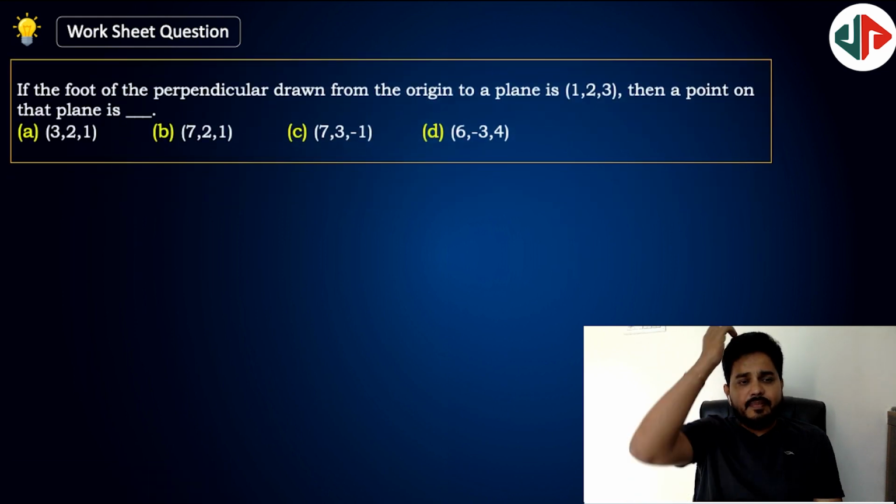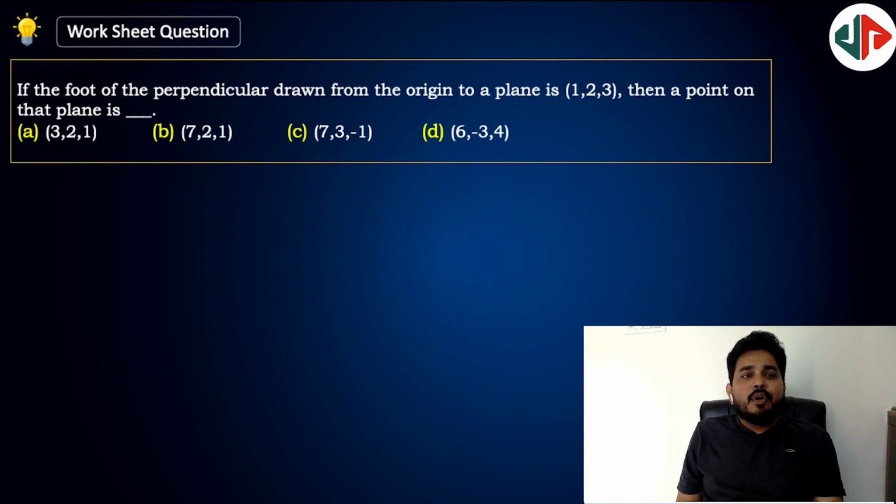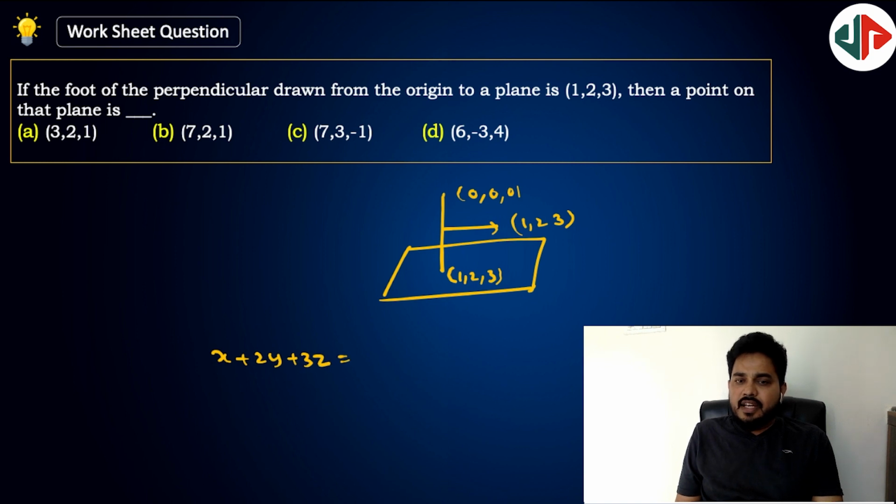Next question is, if the foot of perpendicular drawn from the origin to this one, then the point on that plane. So I need this plane 0, 0, 0. Foot of the perpendicular is 1, 2, 3. So drs of this normal will be 1, 2, 3 only. So the plane equation is x plus 2y plus 3z, because dr passing through 1, 2, 3. 1 plus 4 plus 9 is equal to 14.